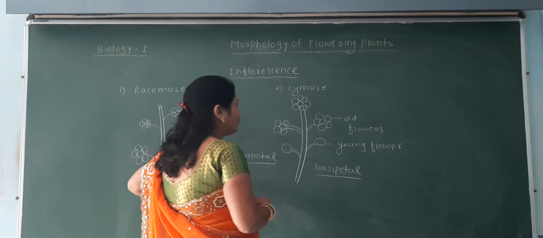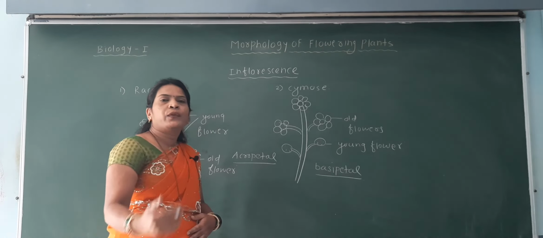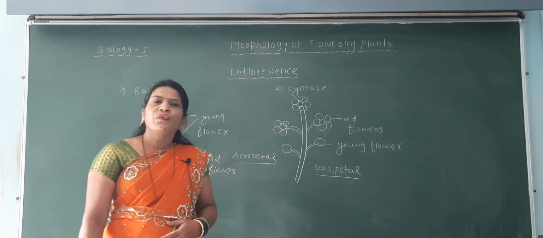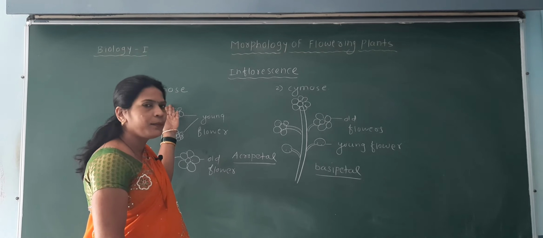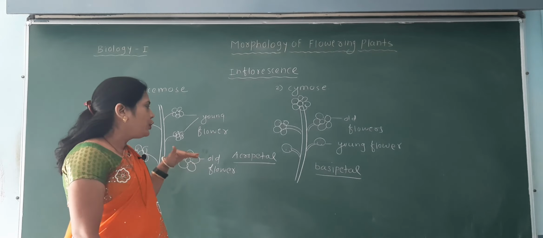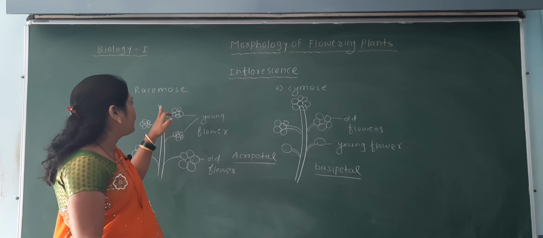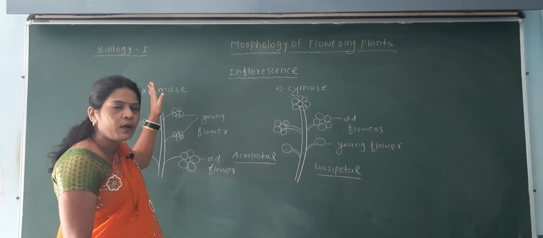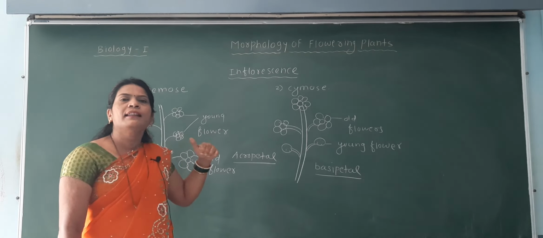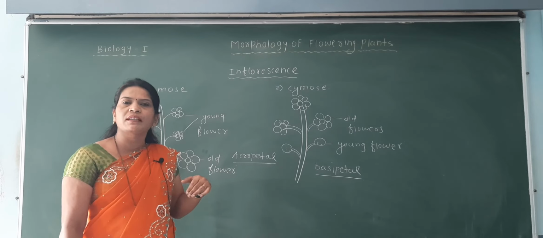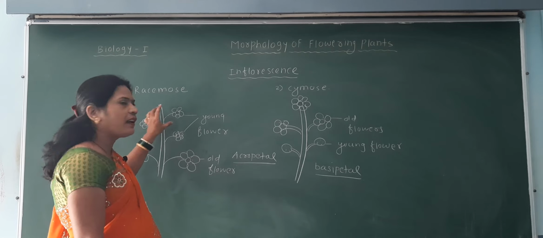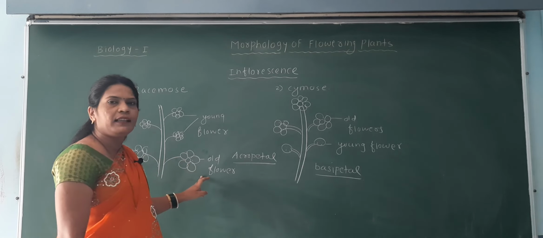Okay students, so see here, inflorescence means the arrangement of the flowers on the floral axis. Inflorescence is of two types, racemose inflorescence and cymose inflorescence. Racemose inflorescence means here you will find the floral axis is without any flower, so it continues to grow. Here the arrangement of the flowers in the racemose inflorescence is of the acropetal manner. That means the young flowers are present at the apex while old flowers are present at the base.